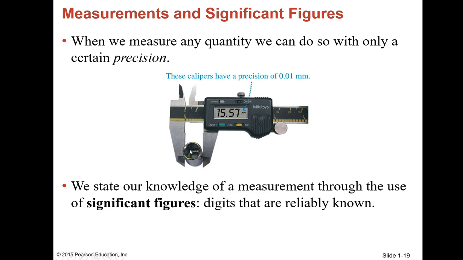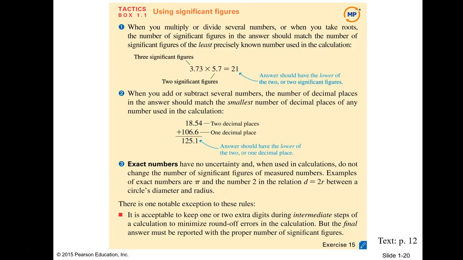Okay, hopefully you've talked about precision versus accuracy before. Precision is how close your answers are to each other. Accuracy is how close your answers are to the accepted or the given value. Significant figures, hopefully you've covered significant figures in chemistry and you remember that. If not, we're going to do a little bit of review on that here.